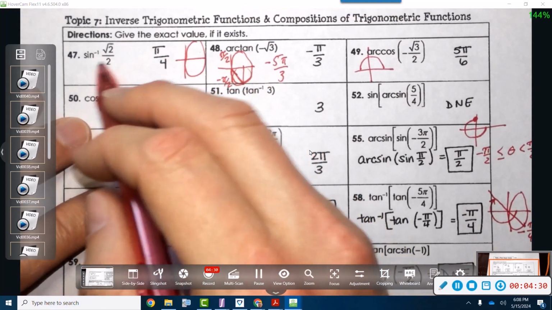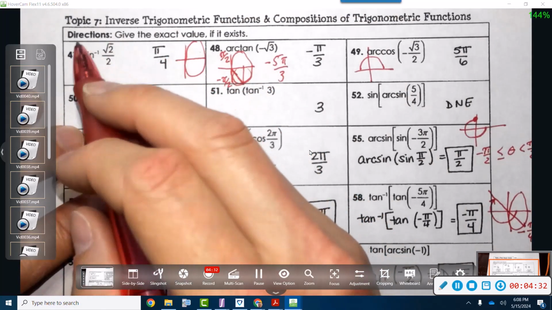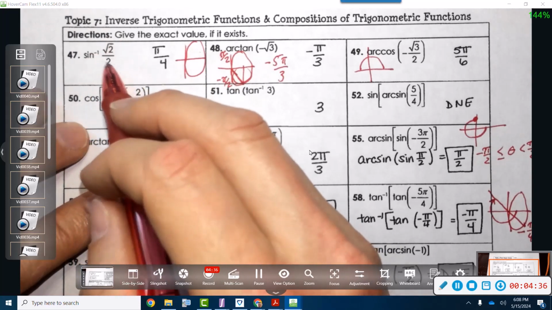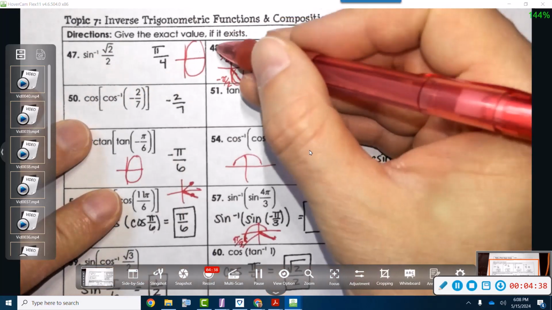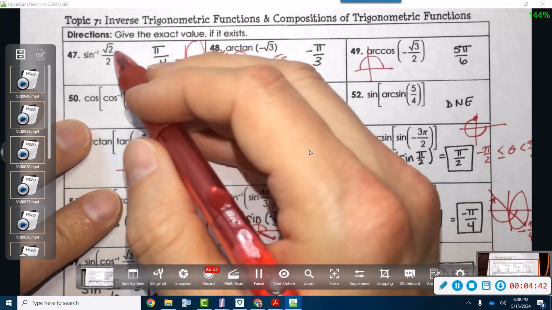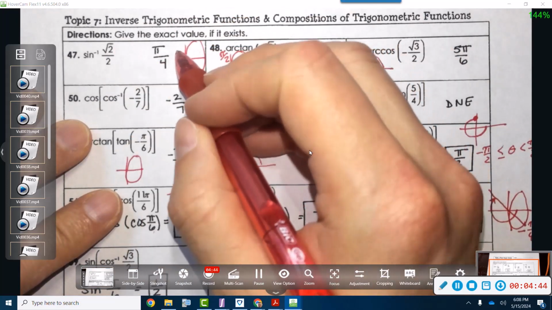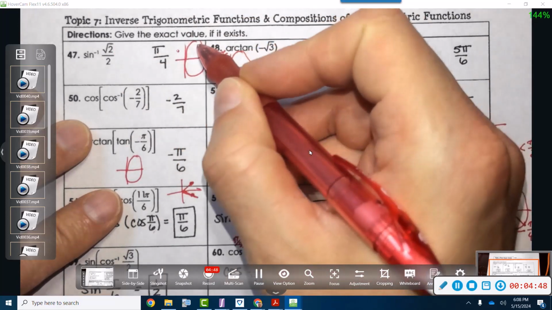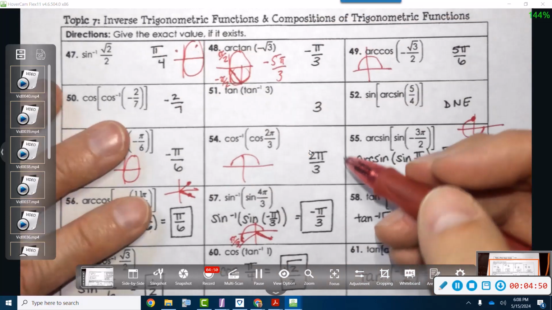So here, you use a unit circle. You want to find out where is arc sine of radical 2 over 2. Now, you need one answer. Remember, arc sine happens in these two quadrants. So you are not going to go to this radical 2 over 2. You're going to go to this one, and that is at pi over 4.